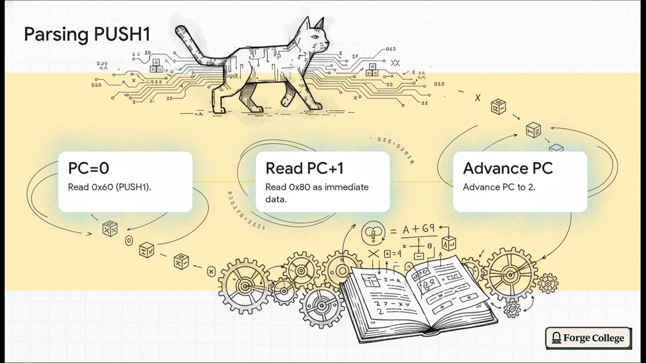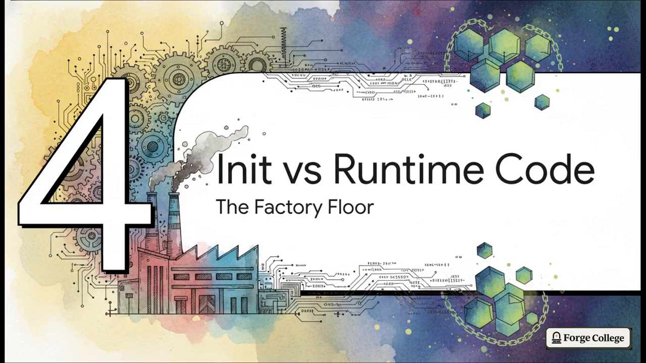So we read PC plus 1, which is 0x80. Step 3, we advance our program counter by 2 total spots. We skip the data we just read and land safely at PC equals 2, ready for the exact next instruction. No guessing, just math. Section 4, init versus runtime code, the factory floor.